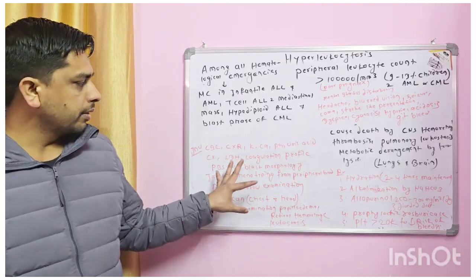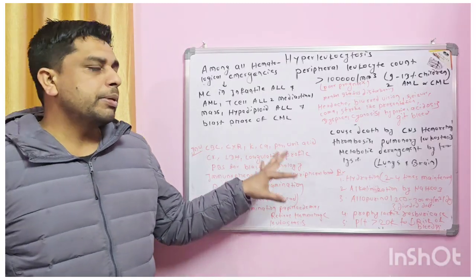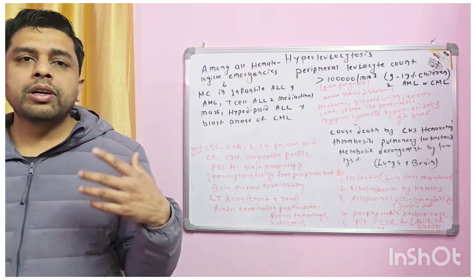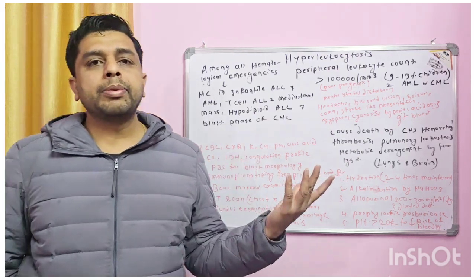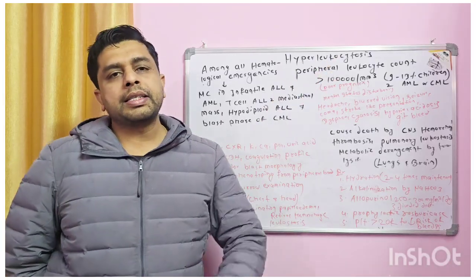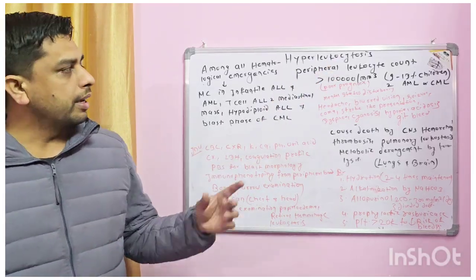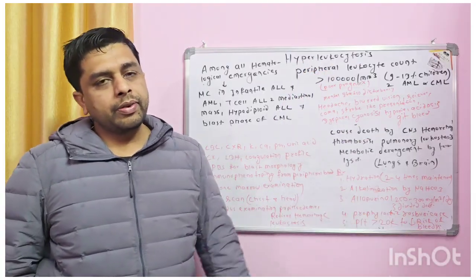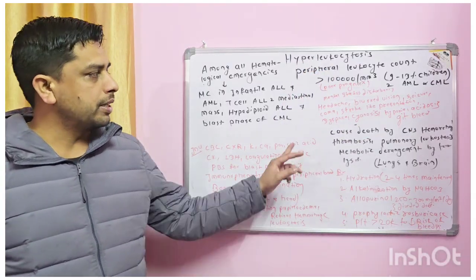The presentation may be acute or chronic, and the acute presentation may come without prior awareness, because when the patient comes with hyperleukocytosis, they don't know whether they have cancer or not. The last presentation may be hyperleukocytosis, which can cause death within 24 hours or 1 to 2 days.